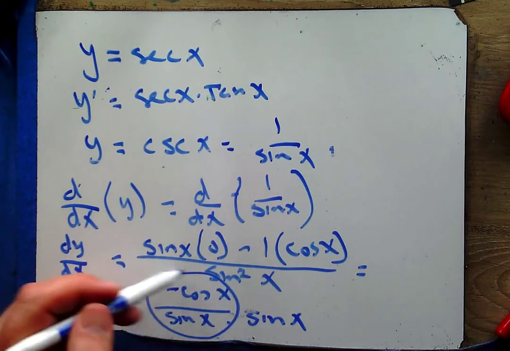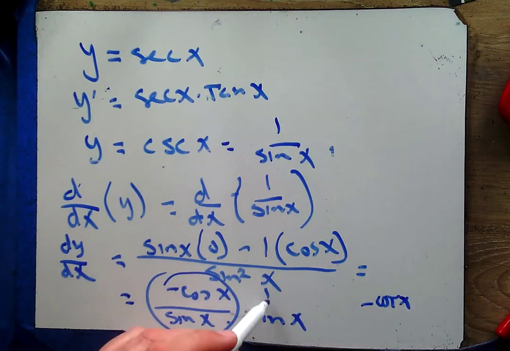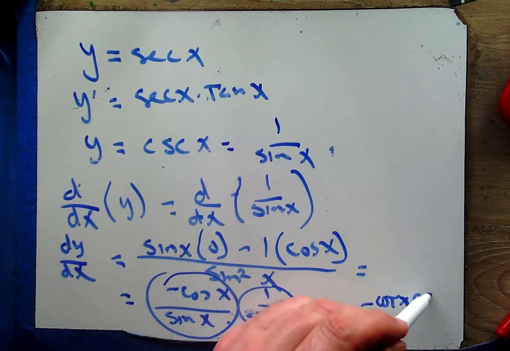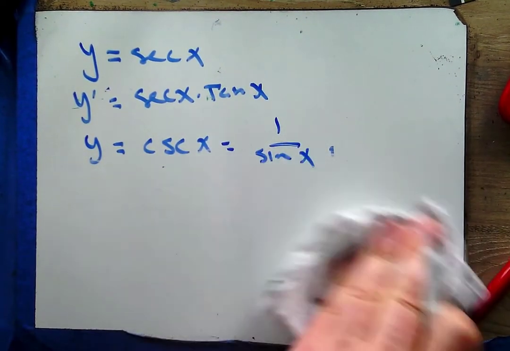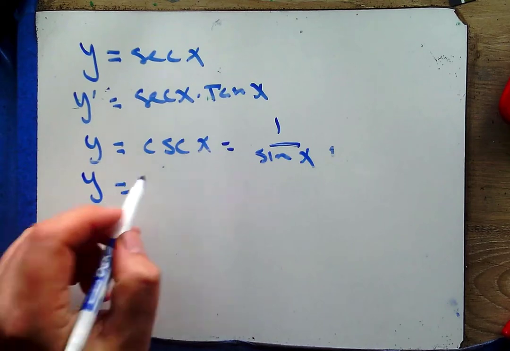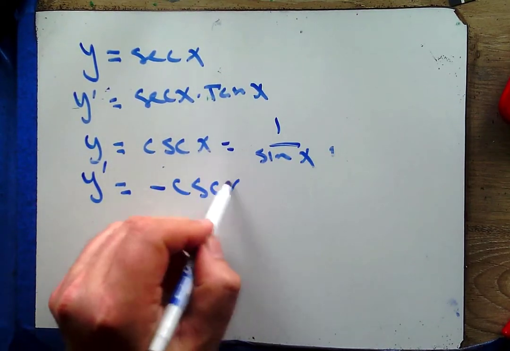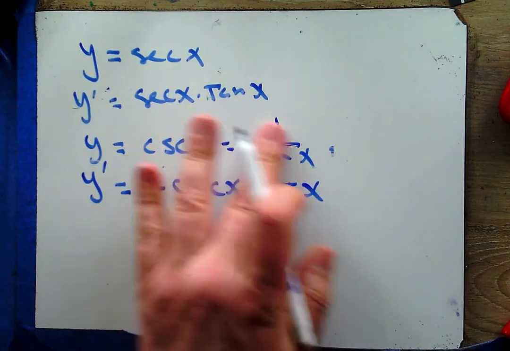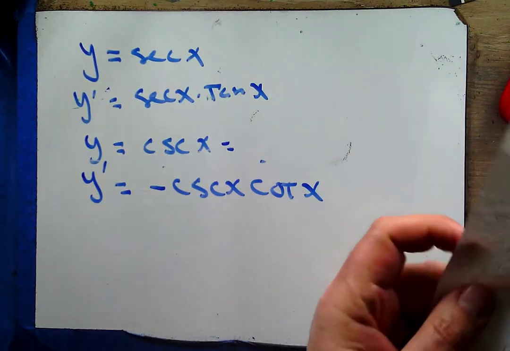Okay, what's that? Well, that's negative cotangent x, and what's that? That's cosecant x. So the derivative of cosecant is negative cosecant cotangent. Okay, and of course, you have to memorize this. Sorry, nothing to be done except you have to memorize them, okay?